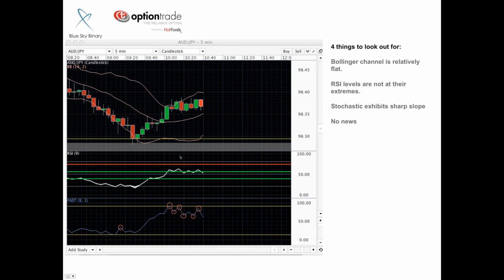Okay? Then take a look at your RSI and make sure it's in a neutral territory. You don't want it to be overbought or oversold. And finally, start slope trading. Okay?